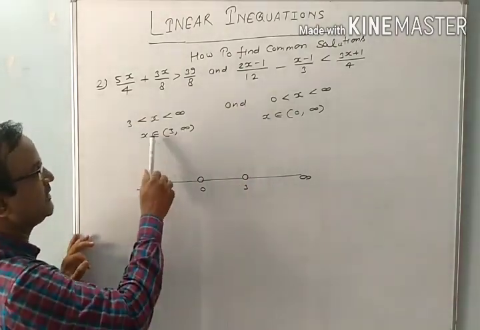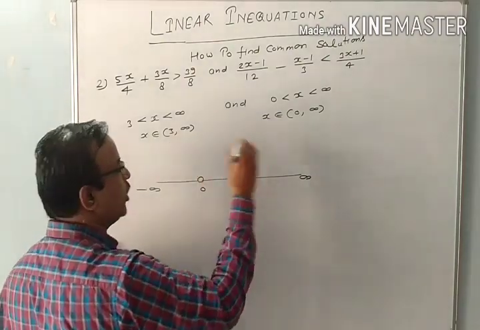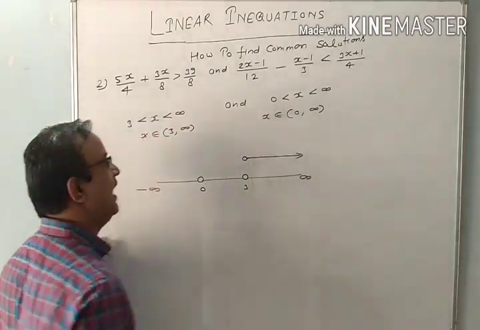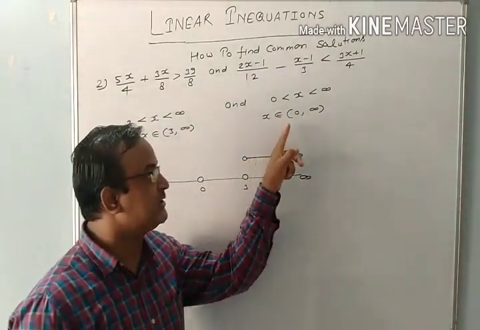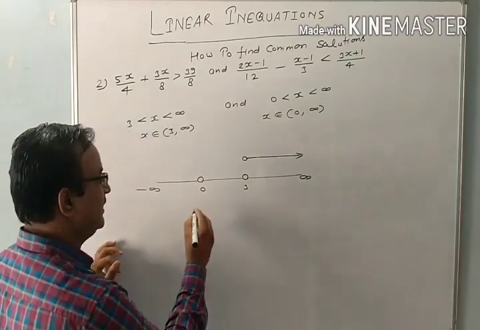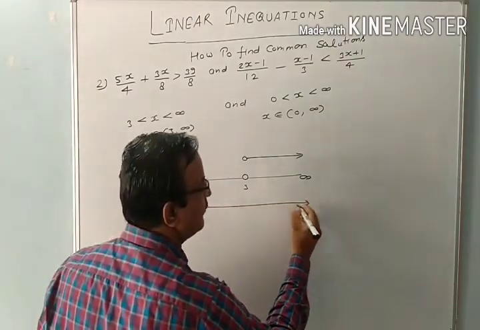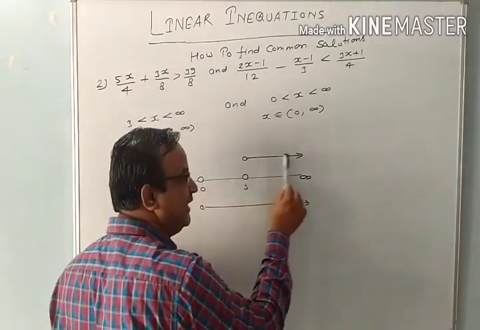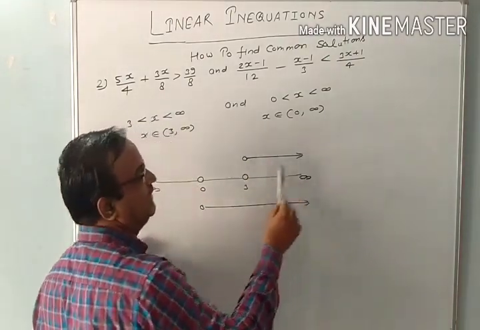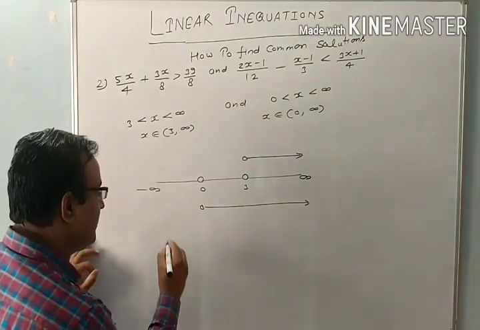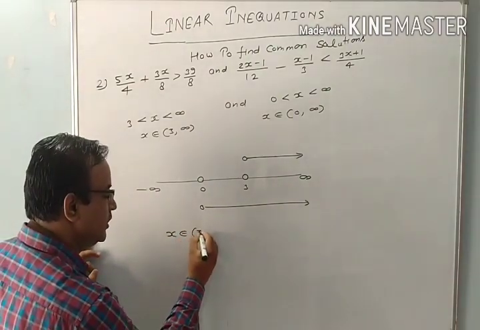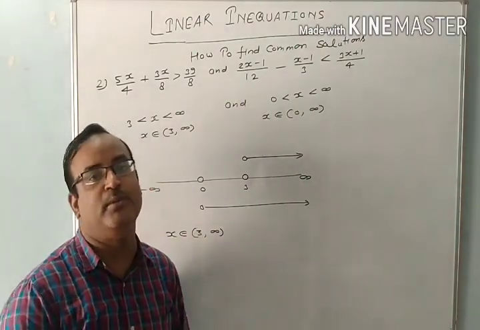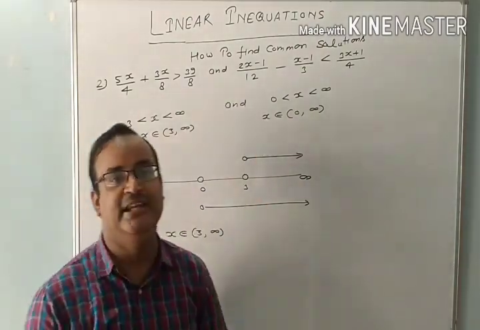So first of all x is more than 3, that means from 3 to infinity, and again the value of x is more than 0 but less than infinity, that means from 0 to infinity. From where to where are both the lines parallel? So now you can see here from 3 to infinity, these two lines are parallel. That means x belongs to (3, infinity). So (3, infinity) is the common solution of these two linear inequations.